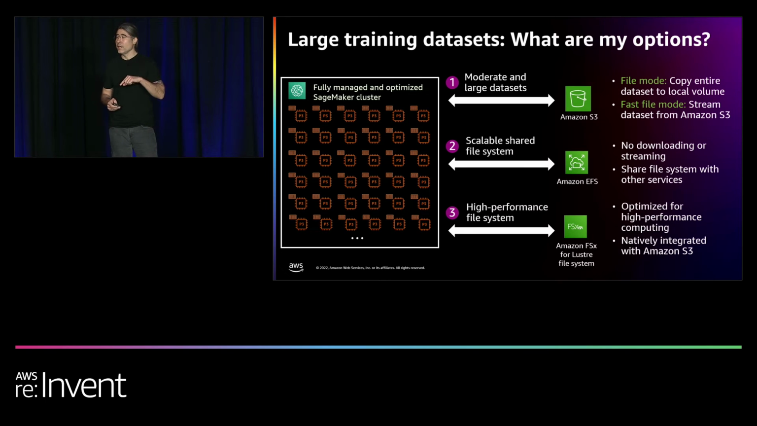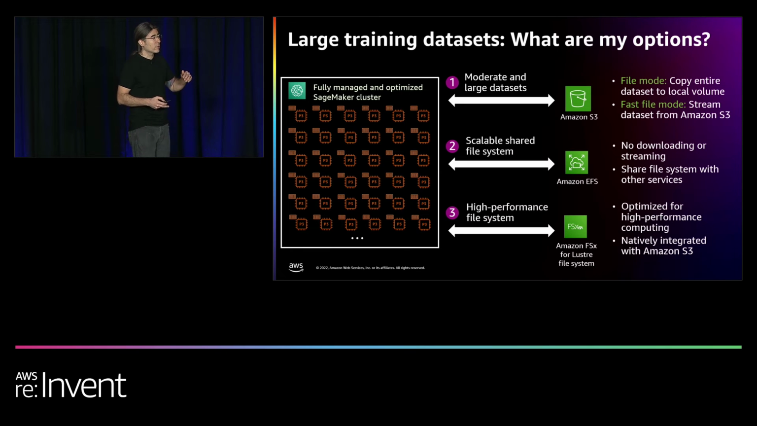But if you're storing your data in a network file system like EFS, you can just provide the endpoint of EFS to SageMaker. It will mount the file system to all the instances of your training, and then your code can just read directly from EFS and train your model.